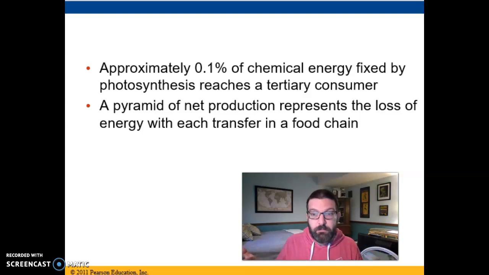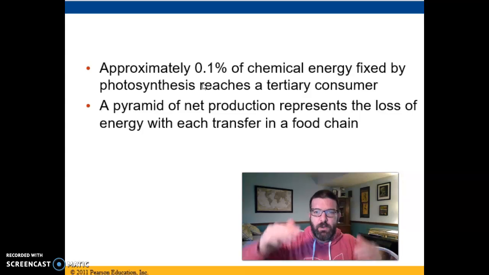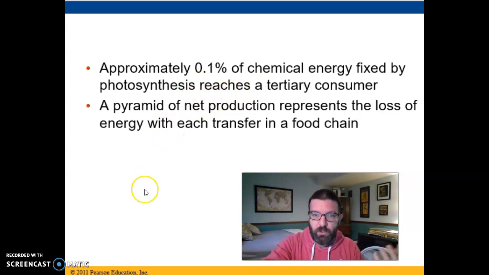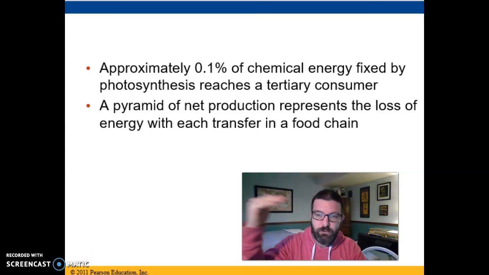And this 90% loss is amplified over trophic levels. So by the time you get to a tertiary consumer, only about 0.1% of the chemical energy that was fixed by photosynthesis in that primary producer is going to reach there. And so you end up with this pyramid of net production that shows you the loss of energy at each step of the food chain.